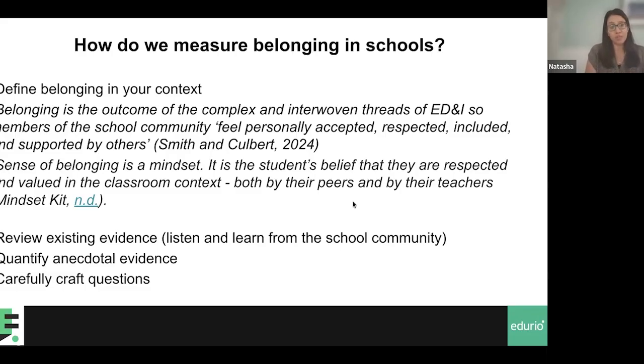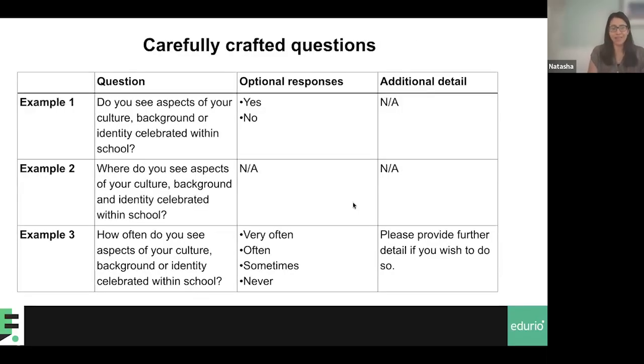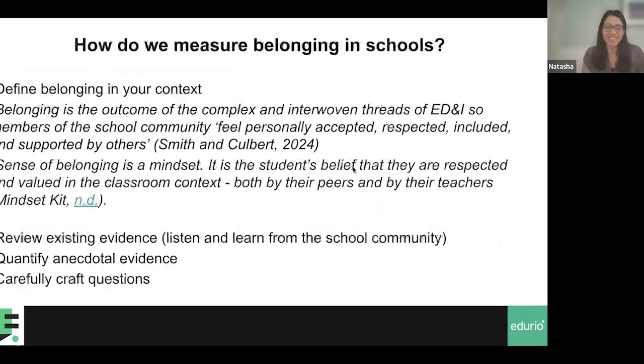Once you've got the definition for belonging, the next step is reviewing existing evidence. Oh, sorry, Iona, could you just go back one? Thank you. Is reviewing the existing evidence and thinking, Hannah talked about being data rich and data poor in certain areas, and it's thinking about where you have got the evidence. And Hannah's completely right.